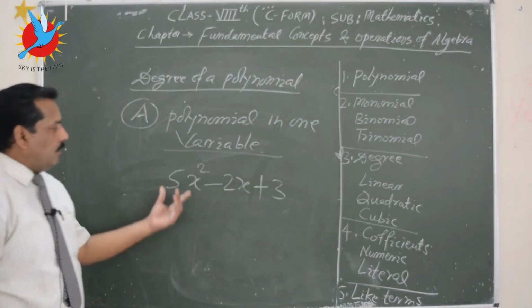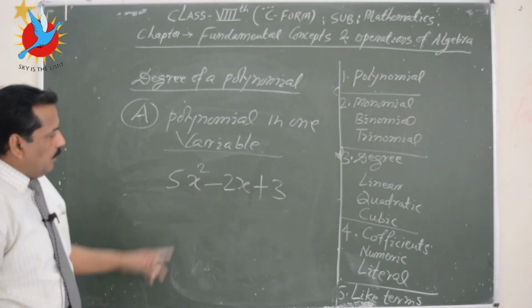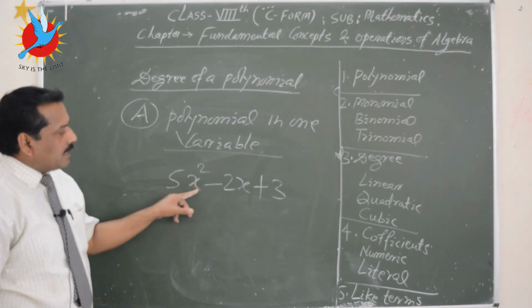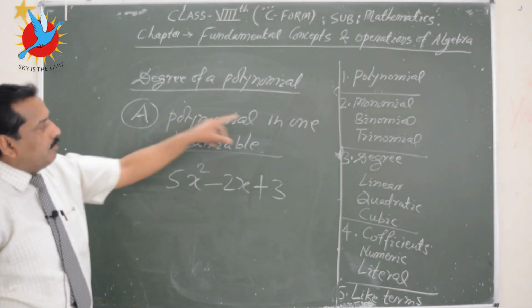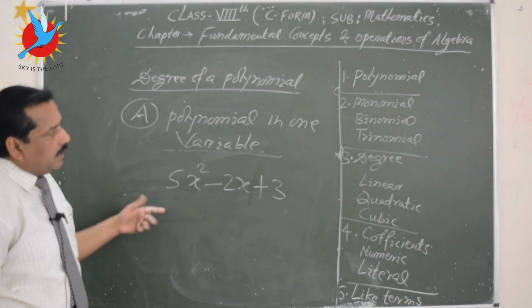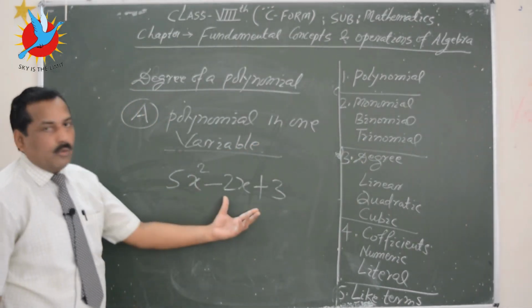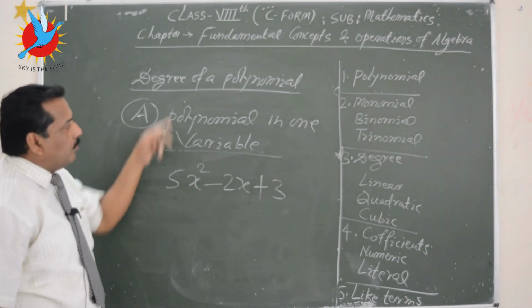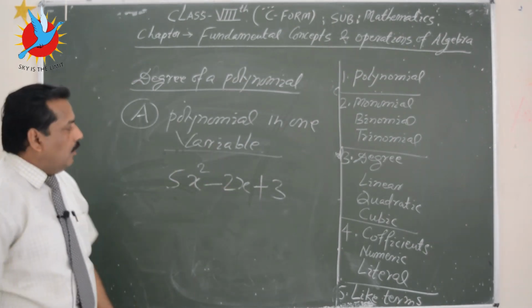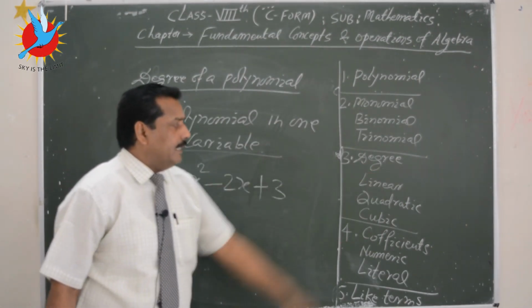How many terms are there? 1, 2 and 3. What about variables? So here x is the variable. So this can be termed as polynomial in one variable. And as far as the number of terms is concerned, this is a trinomial, and a polynomial in one variable. So in this case, we have to identify what is degree.